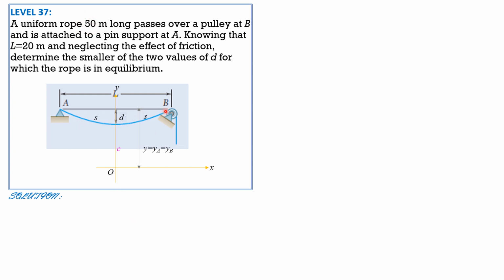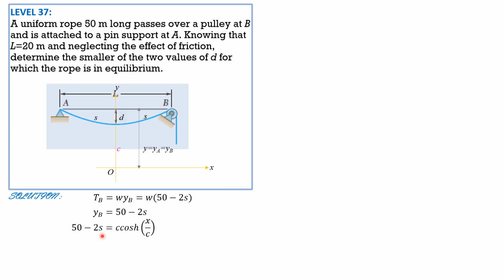So tension at B is the uniform weight of the cable times YB, and it is also equal to W times the length of the suspended part, which is the total length 50 minus 2S. So cancel out W, so YB equals 50 minus 2S. YB is C plus D, and it is also C cosine hyperbolic of X over C, where X is half of 20, so 10, and S is C sine hyperbolic of X over C. So 50 minus 2S equals C cosine hyperbolic of X over C, or Y.